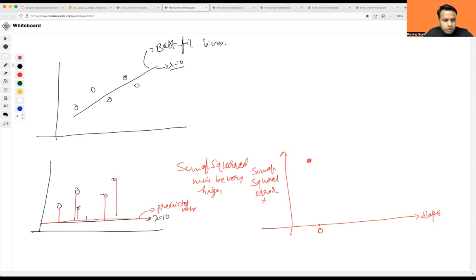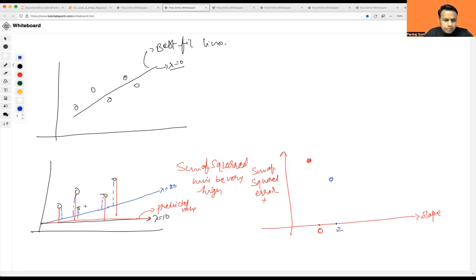Correct. Now let's say you are increasing the slope. Let's say I made the slope like this, another best fit line. And this will be, let's say, lambda equal to maybe some value, let's say 20. In this case, what will happen? If you calculate the sum of squared error from this best fit line, this is definitely going to be lesser than this. You are going to have a very small value, maybe somewhere here. Let's say the slope was maybe 0.4 or 0.2.